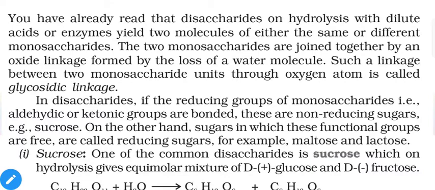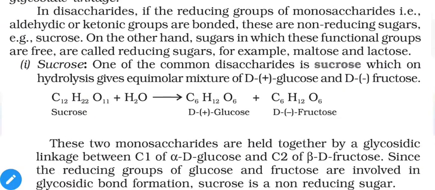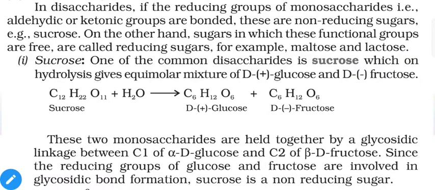And this oxide linkage in these type of molecules is known as glycosidic linkage. That means such a link which is present between two monosaccharide units, and it is oxygen, is known as glycosidic linkage. In disaccharides, if the reducing groups of monosaccharides, that is the aldehydic or ketonic group, are bonded, then these are non-reducing sugars.